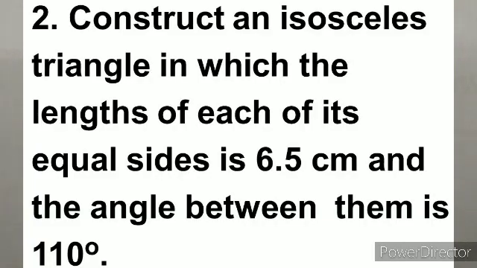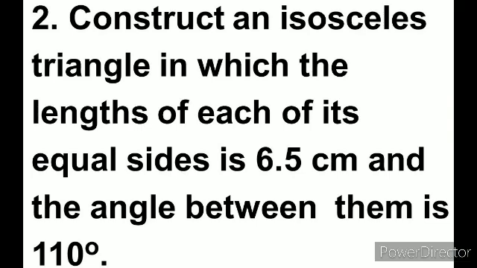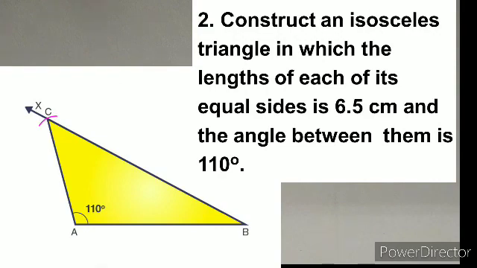Okay, let's see now the second question. Construct an isosceles triangle in which the length of each of its equal sides is 6.5 cm and the angle between them is 110 degrees. One isosceles triangle we have to construct here in which two equal sides have length 6.5 cm and the angle between them is 110 degrees. So construct a rough diagram first like this.